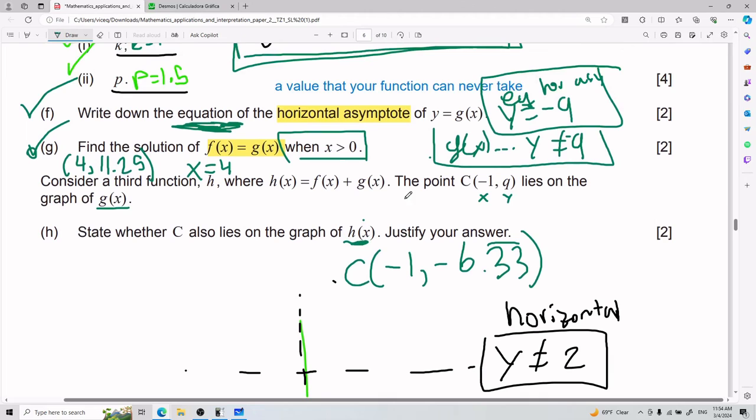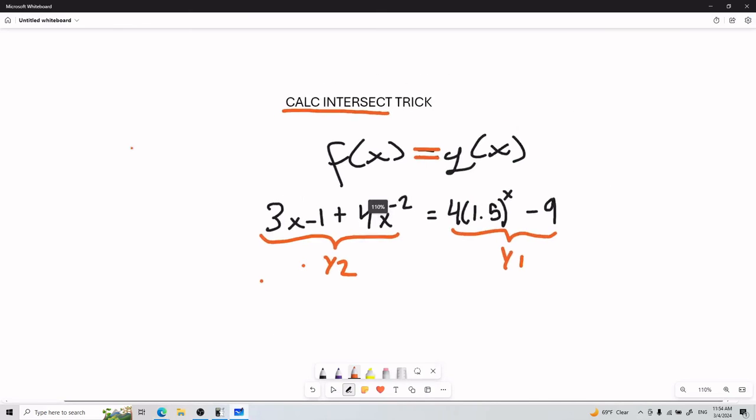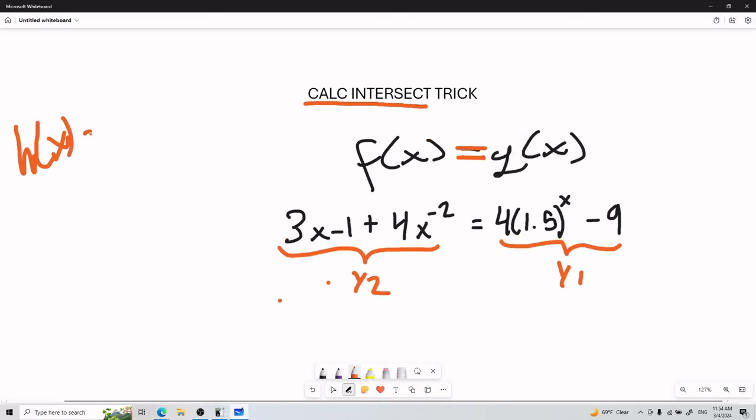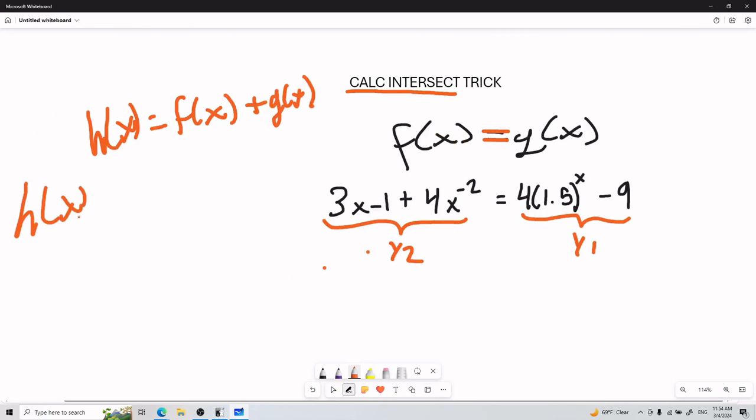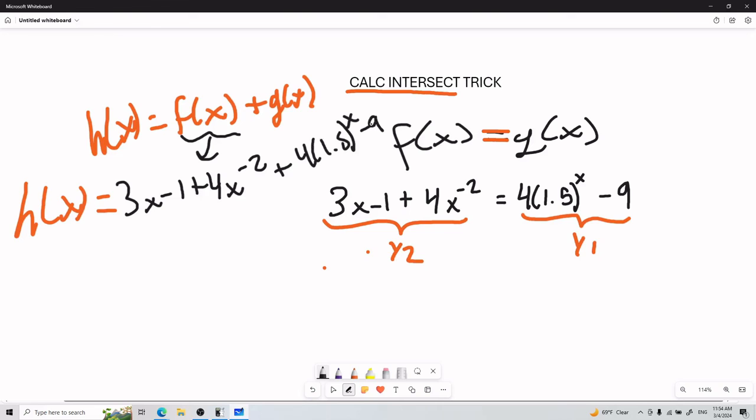Now what is h of x? H of x is f of x plus g of x. So h of x is f of x plus g of x, which is the same as me saying that h of x is, well, f of x, ¿cierto? So it's going to be 3x minus 1 plus 4x to the power of -2. So that is this here. Plus g of x, which is 4 times 1.5 to the power of x minus 9. That is g of x. And so this whole thing is h of x.